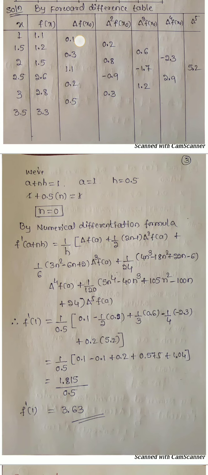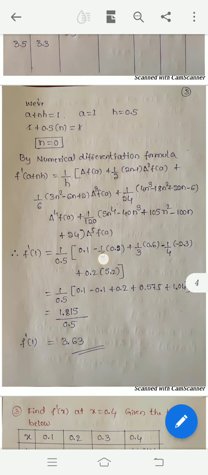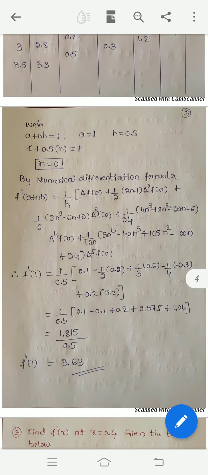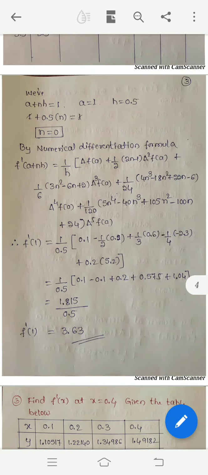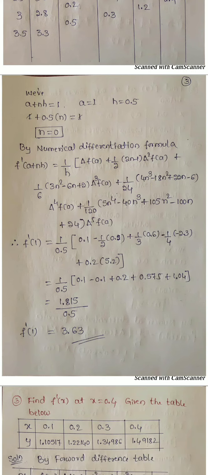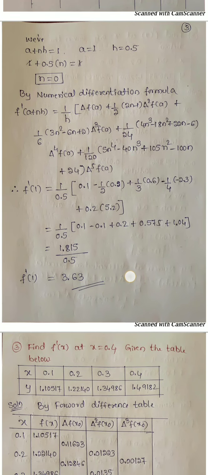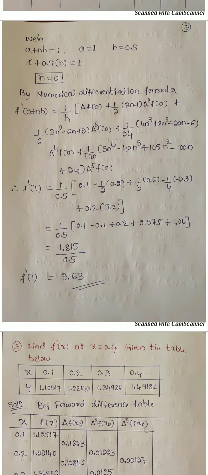What is delta f of a? Here in the table it is 0.1, so we substitute 0.1 minus 1 by 2 into 0.2 plus 1 by 3 into 0.6 minus 1 by 4 into minus 2.3 plus 0.2 into 5.2. If we simplify these values, we get 1.815 divided by 0.5. So therefore f dash of 1 is equal to 3.63. This is the first order derivative of the function.